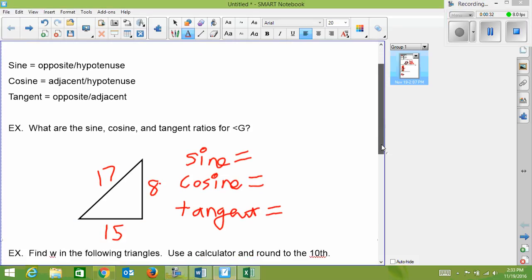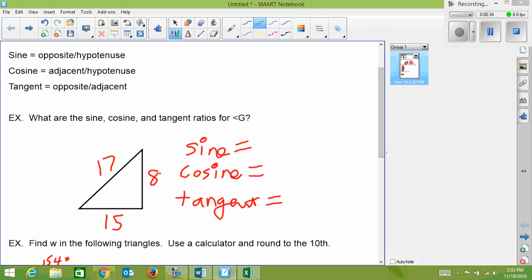So in my picture here, I guess I should probably tell you what the corners are. And this is a right triangle. Otherwise you won't be able to know which one's the adjacent or opposite or hypotenuse. So this says, what are the sine, cosine, and tangent ratios for angle G? So angle G is this one.